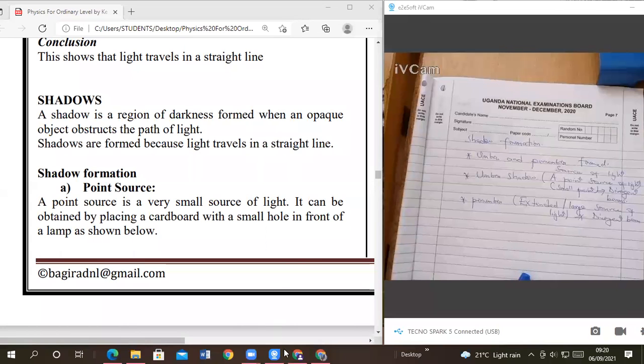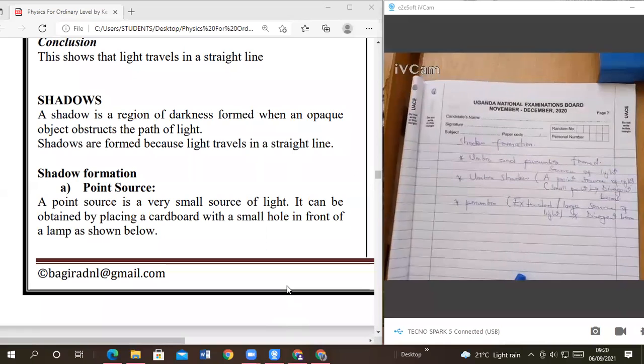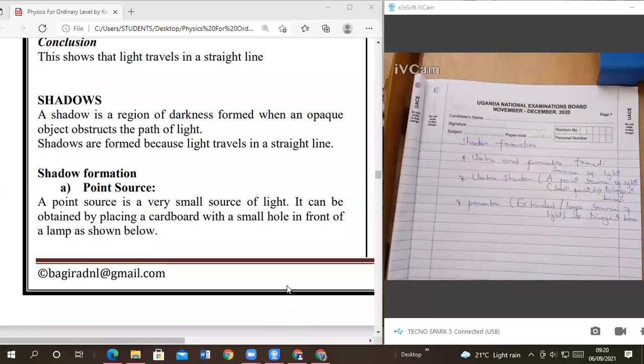Members, are we together? Yes, teacher. Yes. So now let's see. You have seen the diagram there in your book, not so?